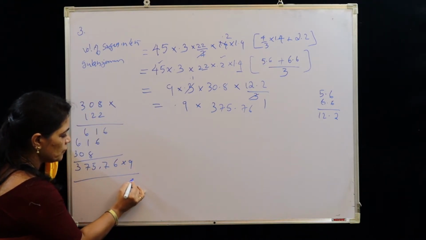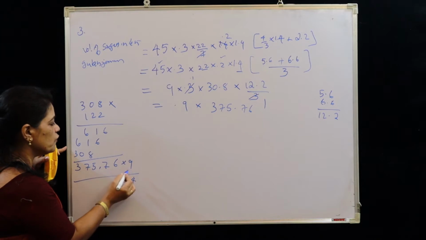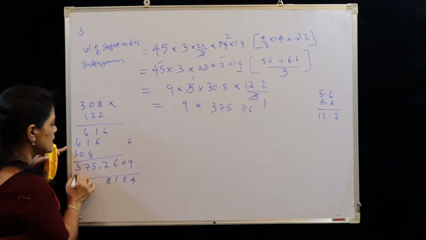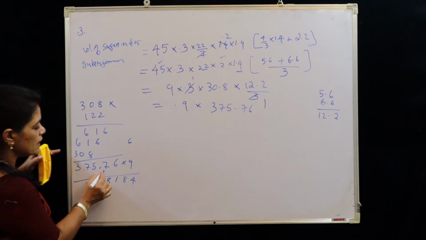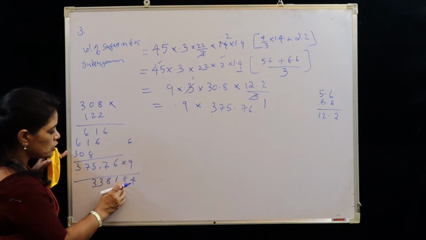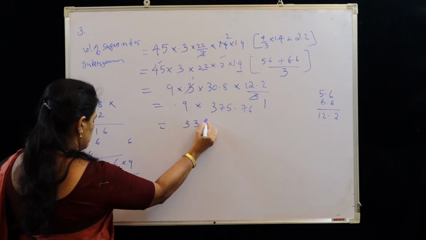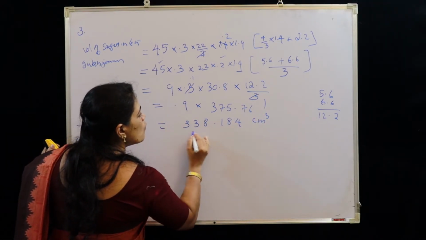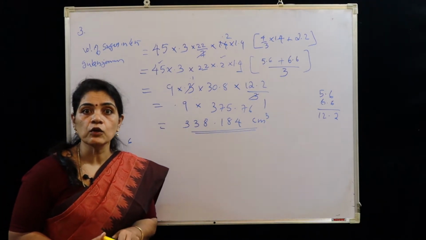That means 54, 5 carries, 63, 5, 68, 6 carry. Then 45, 6 and 51, 5 carry. And here it is 63, 68, 6 carries. Then 27 and 6, that is 33. Altogether how many decimal places? Here 2 and 0.9, so 1, 2, 3. That is 338.184 centimeter cube. This is the volume of sugar syrup contained in 45 gulab jam.